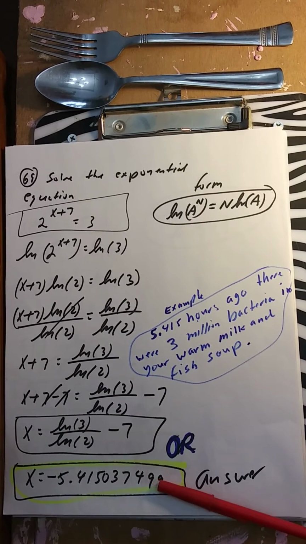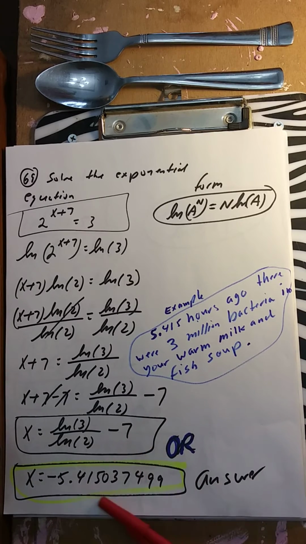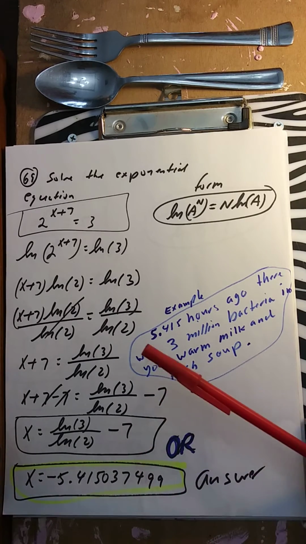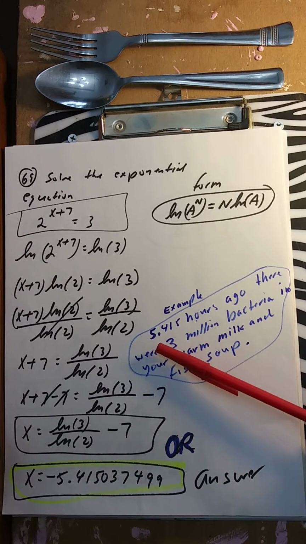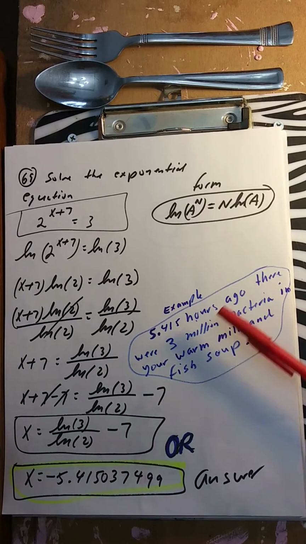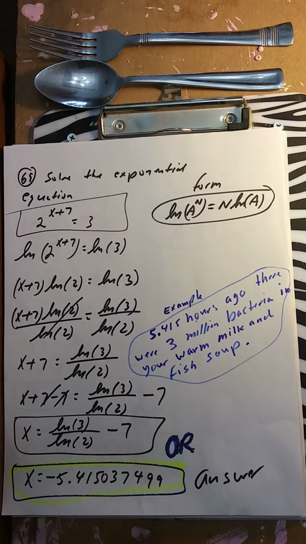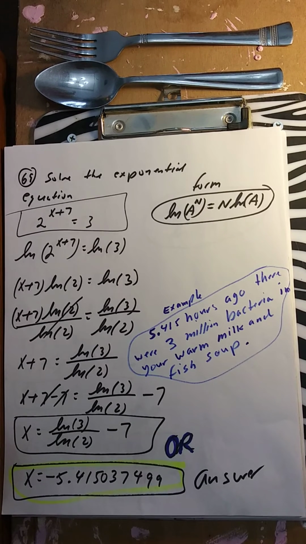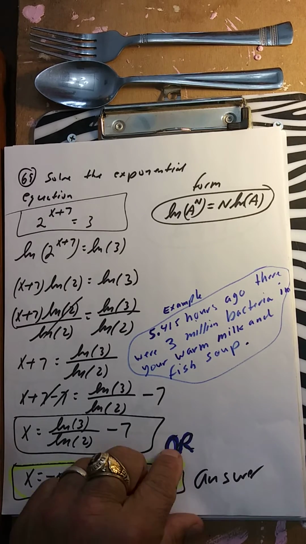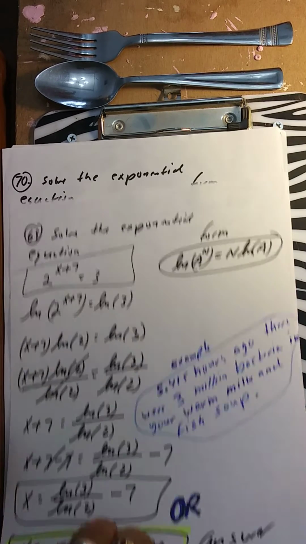Or using the graphing calculator, put it in there. You'll get this number here. Okay. What would this mean? This means like 5.415 hours ago, there were 3 million bacteria in your warm milk and fish soup that you made. Okay? 5.415 hours ago, there were 3 million bacteria in your warm milk and fish soup. Sounds good, huh? It's delicious.